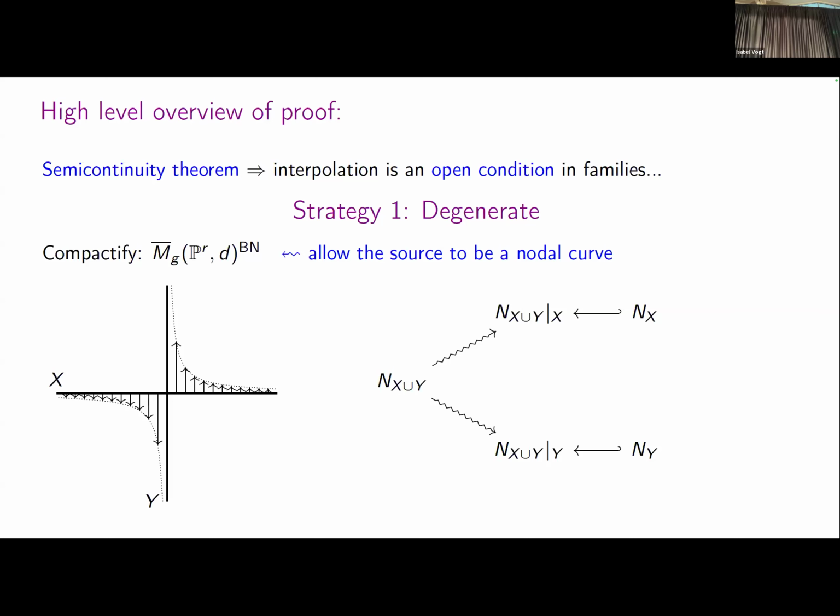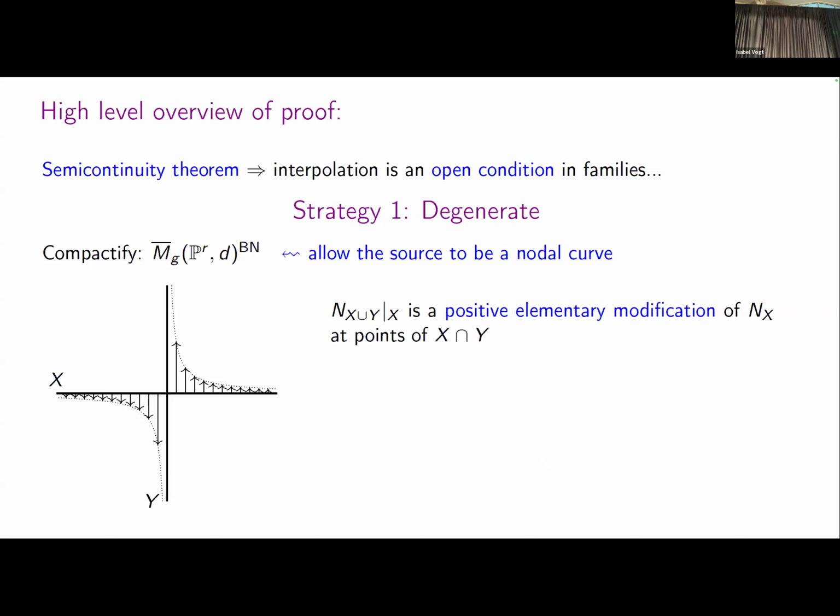So this is formalized in this result of Hartshorne and Hirschowitz. If I take the normal bundle of the union and I restrict it to one component, then it's what's called a positive elementary modification of the normal bundle of that component at the points where they meet, where you're allowing poles towards the other components.